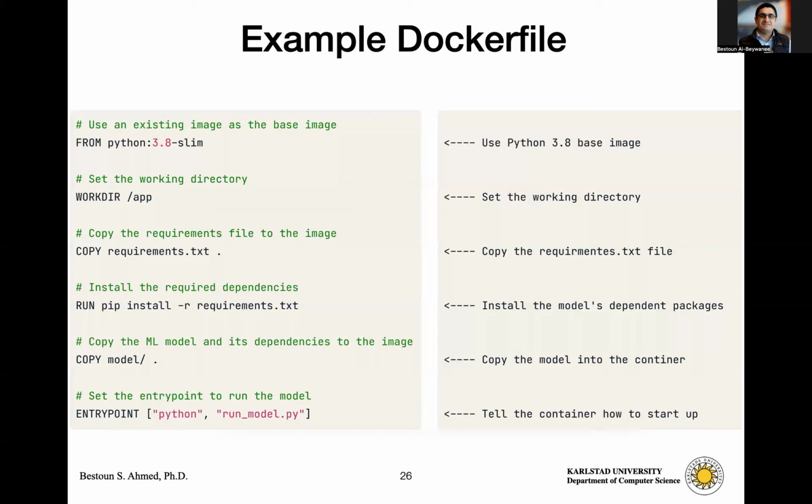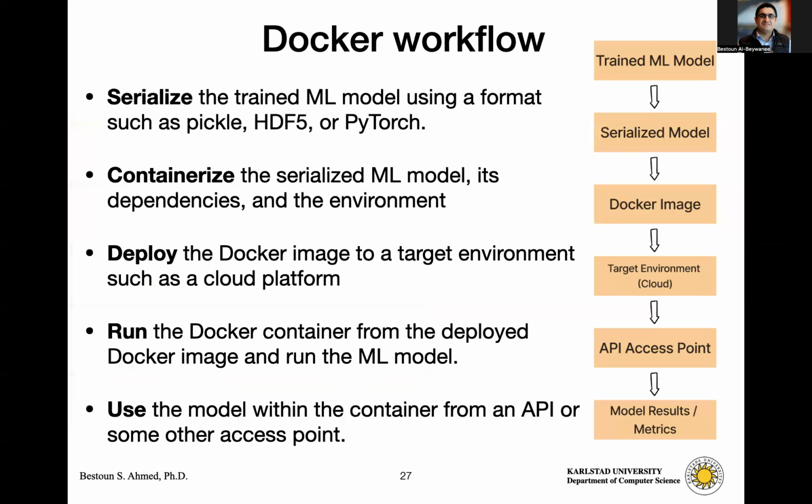That's the thing. You copy the model and the dependencies into this image. You create the image and then you set the entry point. Within this entry point, you can call the model. So you can see that we have a workflow for using Docker. First of all, you have the model, and you serialize the model with the format that's suitable for you, for example, Pickle, HDF5, or PyTorch. All the steps that we used before.